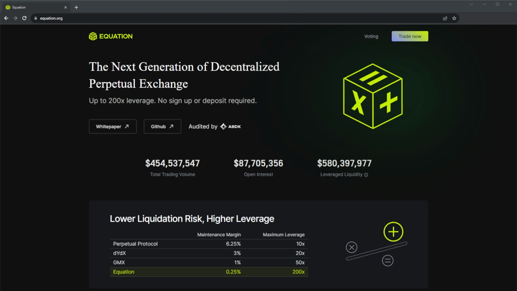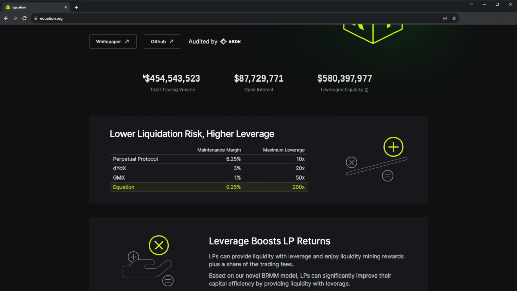Welcome back. You are watching the CryptoExpress channel, and today we are covering the platform Equation. So Equation is the next generation of decentralized perpetual exchange. Up to 200x leverage, no sign up or deposit required. If we take a look at some of these stats, 454 million in trading volume, 87 million in open interest, and over 580 million in leverage liquidity.